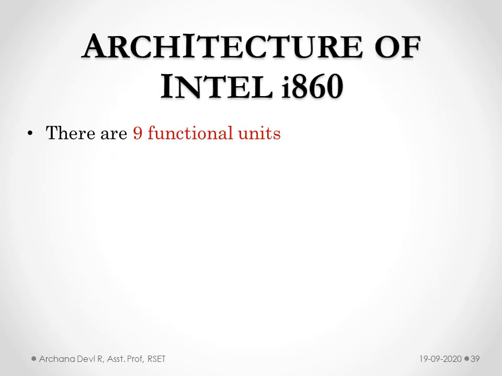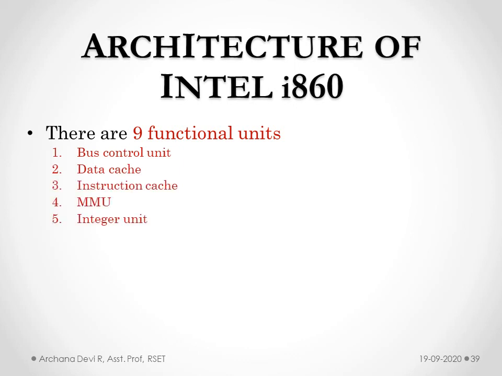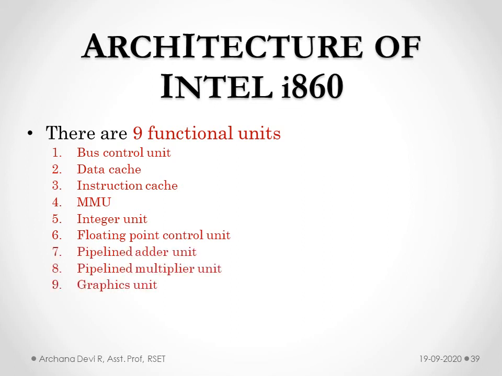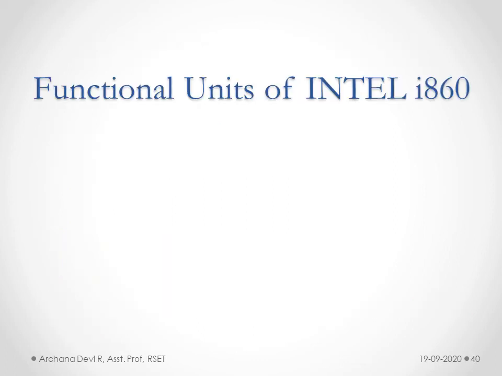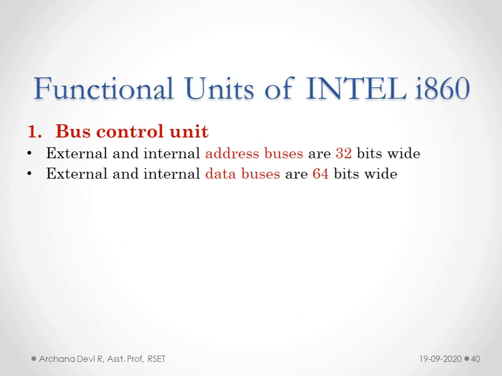When you take the architecture of Intel i860, there are 9 functional units altogether. The first one is the bus control unit. All the units are listed here: data cache, instruction cache, memory management unit, integer unit, floating point control unit, pipeline adder unit, pipeline multiplier unit, and graphics unit. And we also have a major unit along with the graphics unit that we'll see. All these units are interconnected using multiple data paths, and the bandwidth of these data paths ranges from 32 to 128 bits. So let us look at all these functional units one by one.